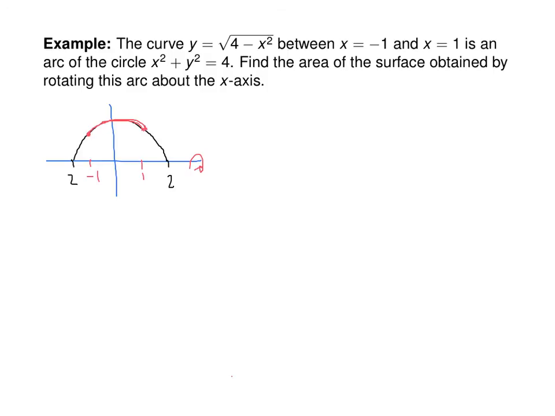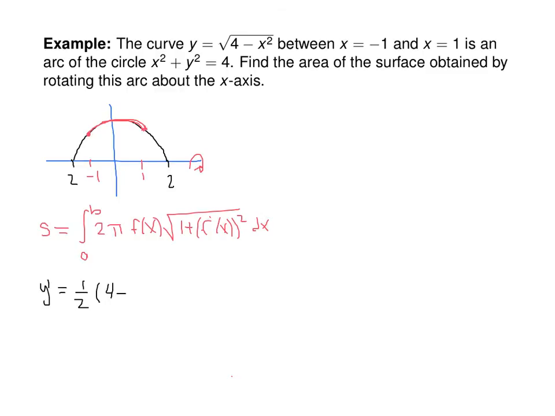So the surface area formula is the integral from a to b of 2 pi f of x times root 1 plus f prime of x squared dx. So circumference times your length. Now since we're going to need f prime, let's figure out what it is. So y prime is equal to 1/2 times 4 minus x squared to the negative 1/2, and don't forget your chain rule, multiply by negative 2x. And that gives us negative x over the root 4 minus x squared.